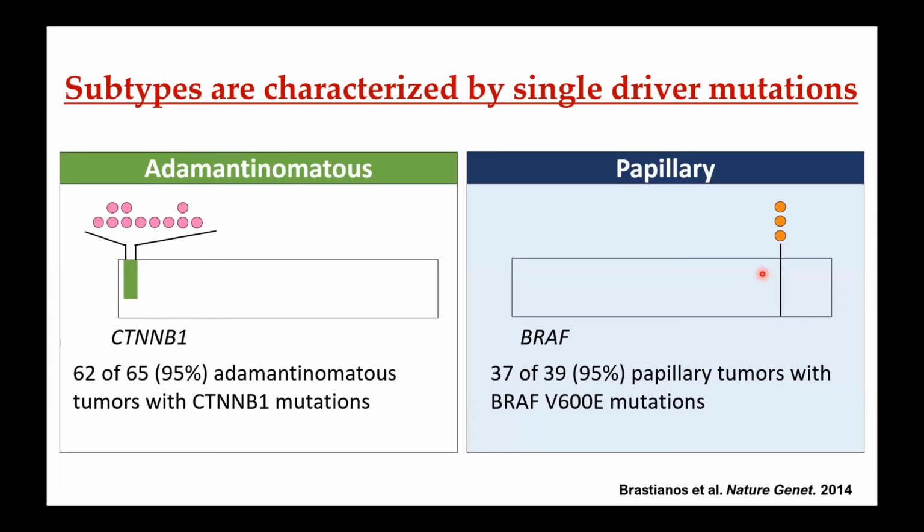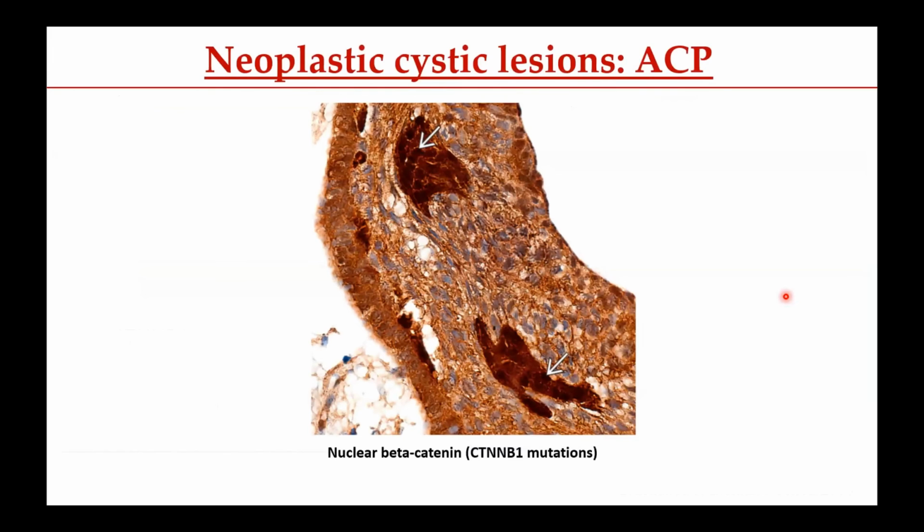The tumors can be defined by very distinctive molecular features. So nearly all adamantinomatous craniopharyngiomas have beta-catenin mutations in exon 3 of the beta-catenin gene, CTNNB1, whereas almost all papillary craniopharyngiomas have BRAF V600E mutations, which is classic of lower grade gliomas, but also of melanoma.